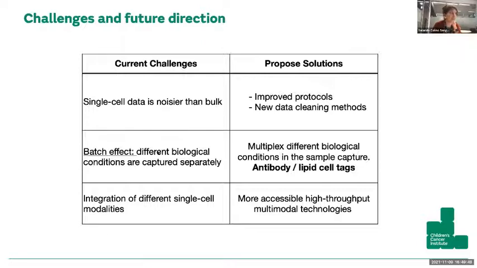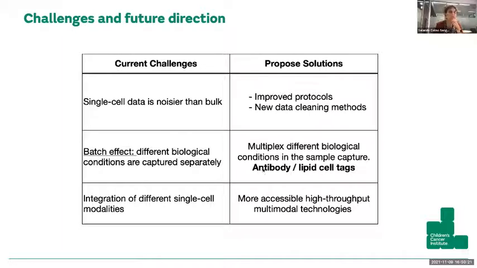Then we have the batch effect problem, which is that different conditions are captured separately. And if you have a batch effect and those are the two conditions you're trying to compare, then the batch effect might hide the biological differences that you want to look at. A way of fixing this problem could be to multiplex your different biological conditions in the same capture. And you can do that by using an antibody or a lipid tag.